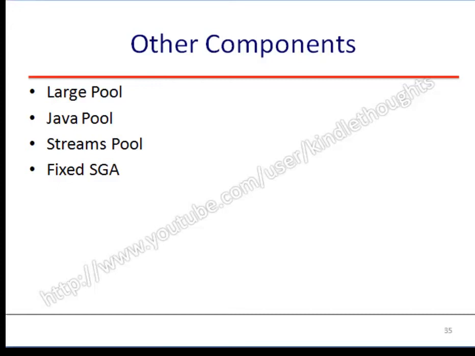Now the last component is the fixed SGA. It is a part of the memory that is allocated and stored for Oracle's internal activities. I mean, Oracle typically doesn't talk about what is there in this, but we are assuming that it is software code which is being stored in the fixed SGA. And the size of the fixed SGA differs from version to version.